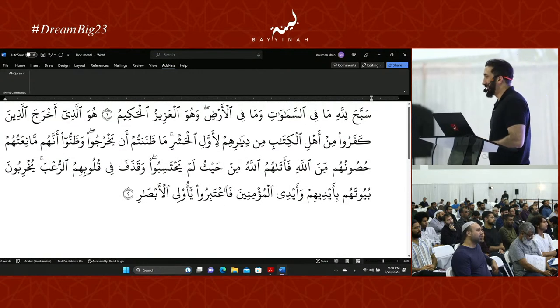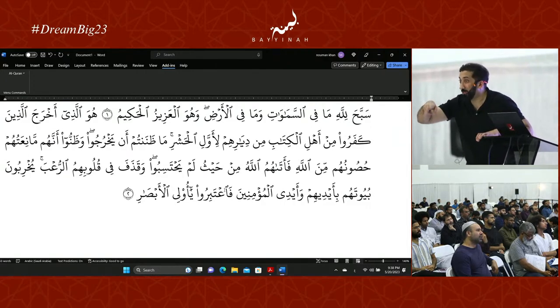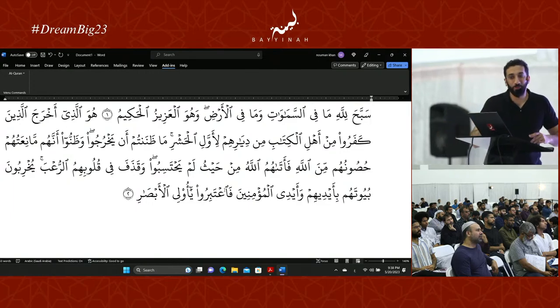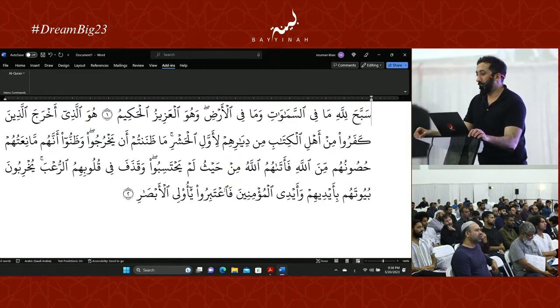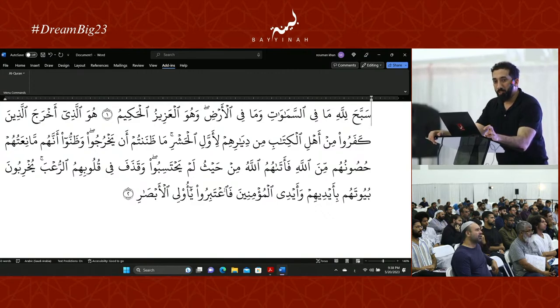At the beginning of Surah Al-Hashr, "Sabbaha lillahi ma fis-samawat"... but what's the next ayah? "Huwal-ladhi akhrajal-ladhina kafaru min ahlil-kitabi min diyarihim li-awwalil-hashr." He brought those who disbelieved from among the people of the book out of their homes. Ooh, back to the people of the earth. Focus on their rebellion, Allah.